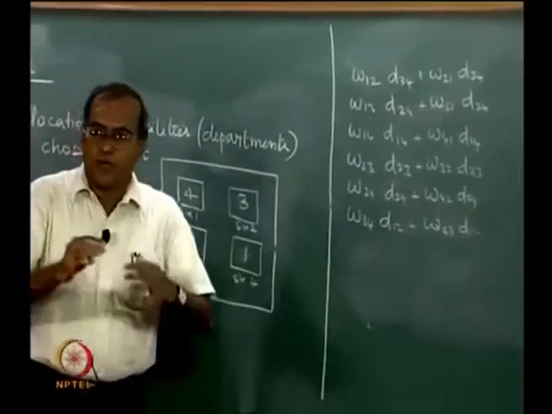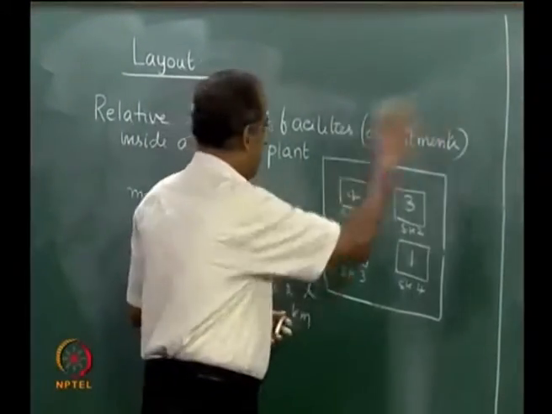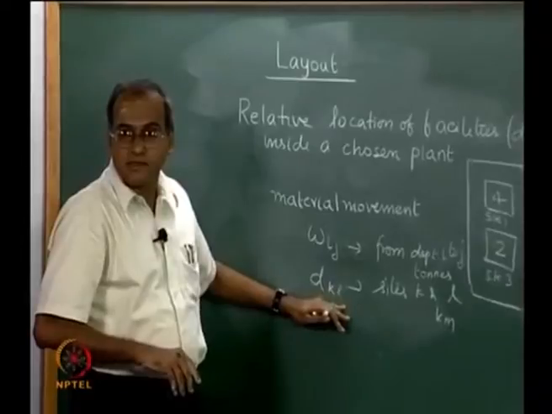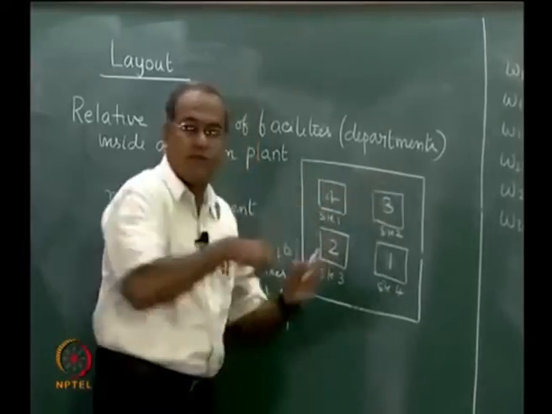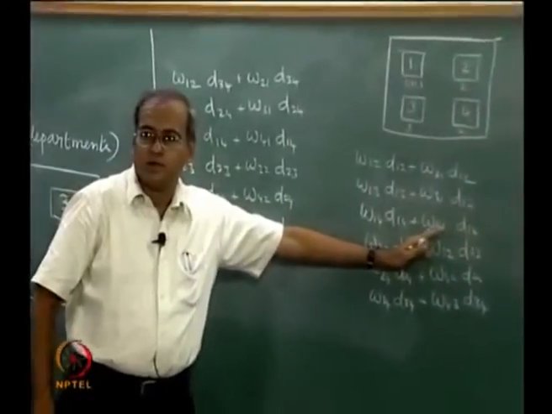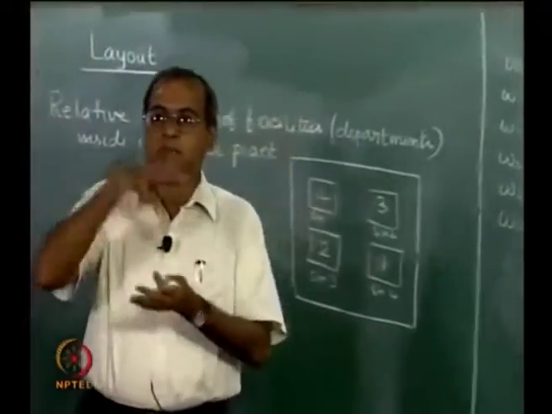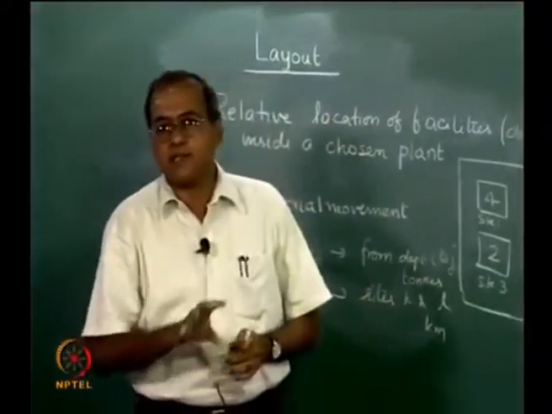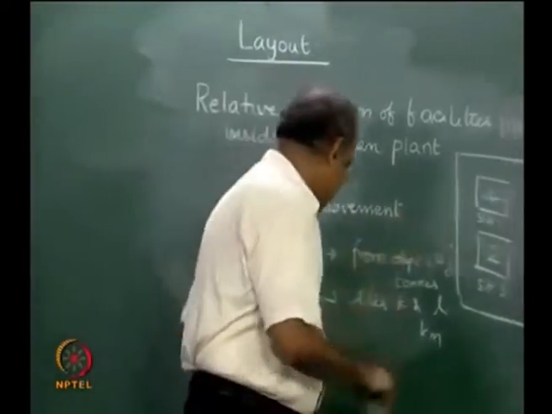Now, in a typical quantitative layout model such as what we have seen, we will have a W matrix which is the material movement matrix, and then we will have a distance matrix, and then we would like to try various combinations of putting them into various sites and then evaluating the total ton kilometer or weight into distance and trying to find out which is the best. So, quantitative models concentrate on that. Qualitative models on the other hand approach the problem in a slightly different way, which we will see right now.